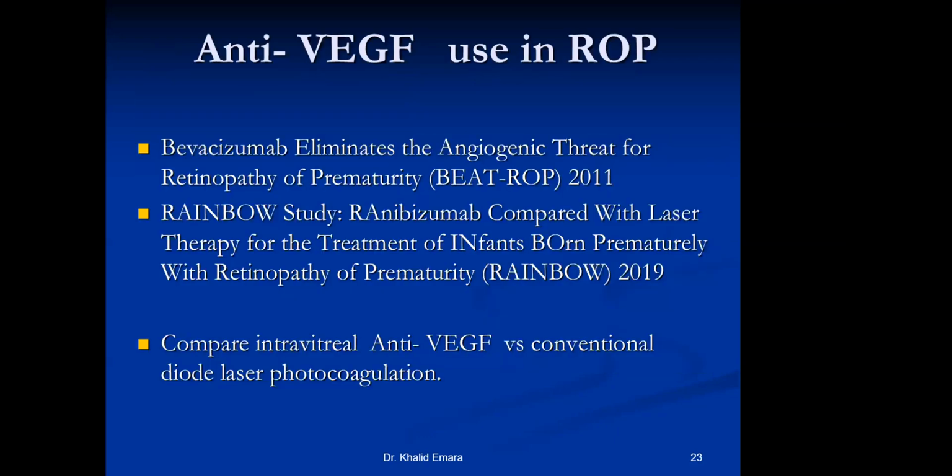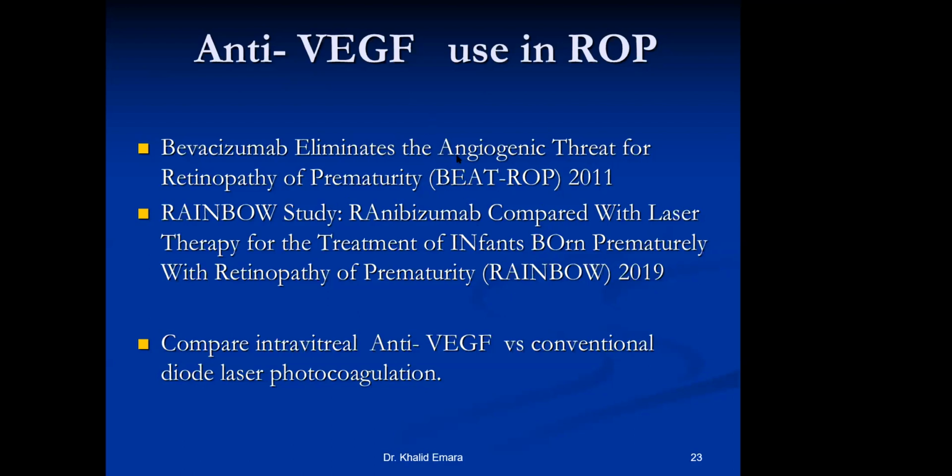Starting from the new millennium, the use of anti-VEGF has become popular in the management of retinopathies, including diabetic retinopathy, and ophthalmologists thought of using anti-VEGF for management of retinopathy of prematurity. One of the main landmark studies for use of anti-VEGF is the BEAT-ROP study, which is Bevacizumab Eliminates the Angiogenic Threat of Retinopathy of Prematurity, in 2011, and more recently the RAINBOW study, which studies Lucentis in the management of retinopathy of prematurity.